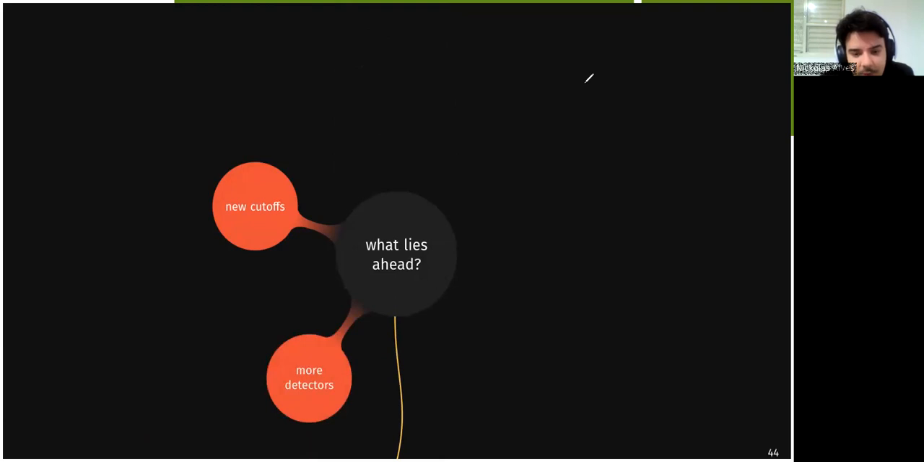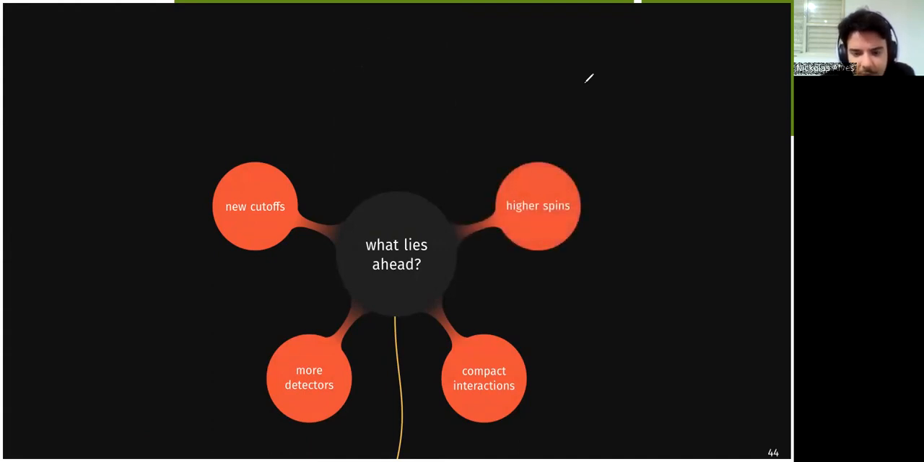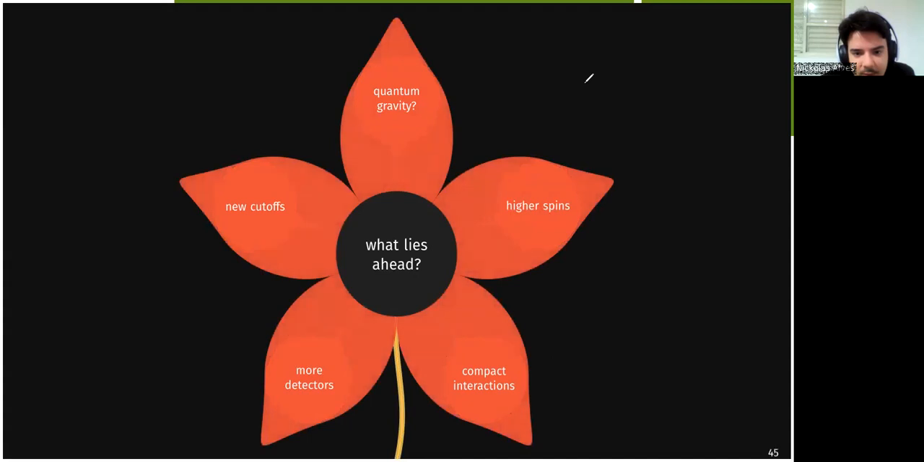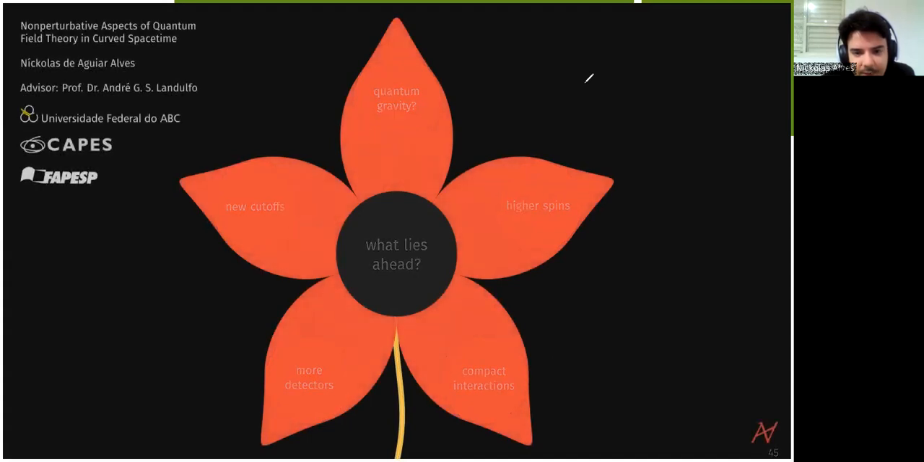Try to include more detectors to see how exactly they may interfere with each other's renormalization flows. Study more of these compact interactions, which are interactions in a restricted region of spacetime, which are hardly ever considered in quantum field theory. Usually one considers interactions that happen everywhere. Try to develop these calculations for higher spins, and eventually try to apply some of these ideas to quantum gravity itself. In any way, it is interesting to see how these ideas have been blossoming, and it is curious to think about what lies ahead in the future.